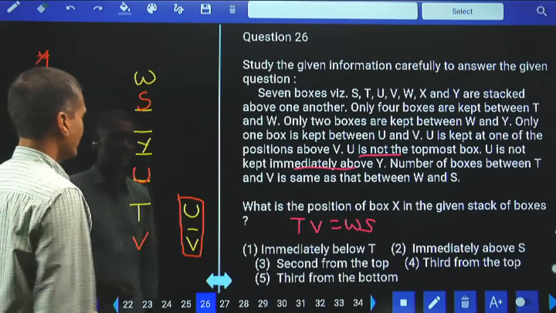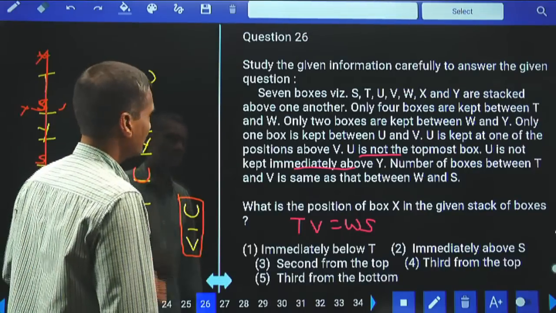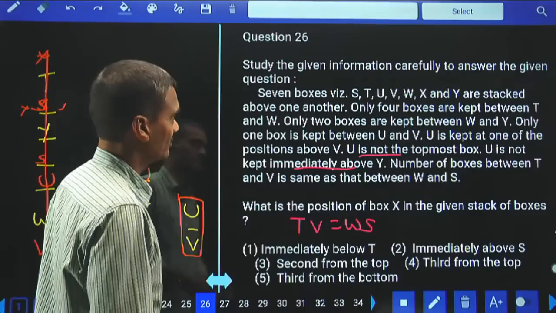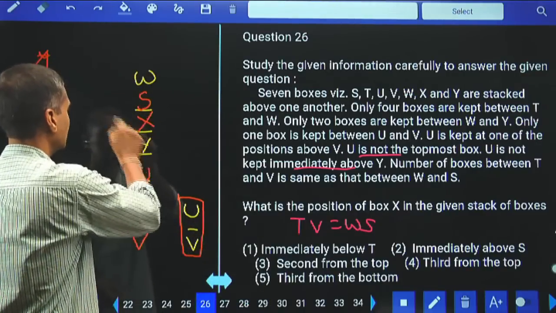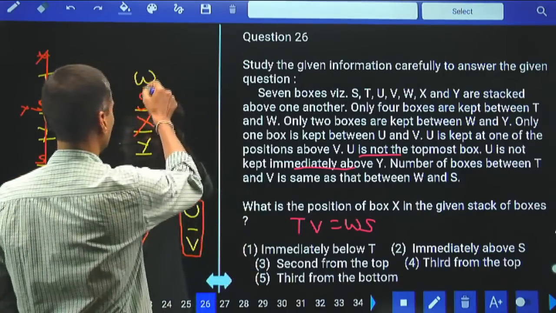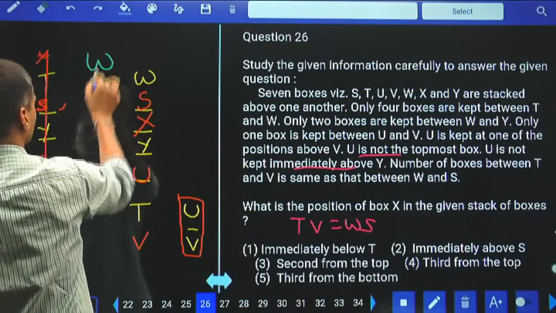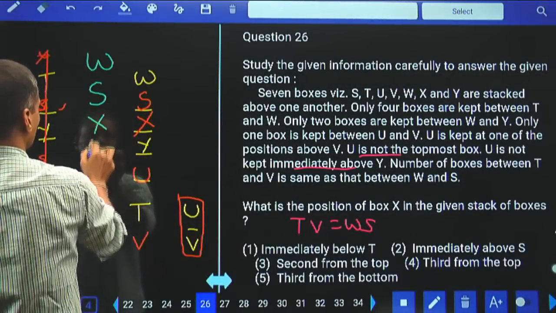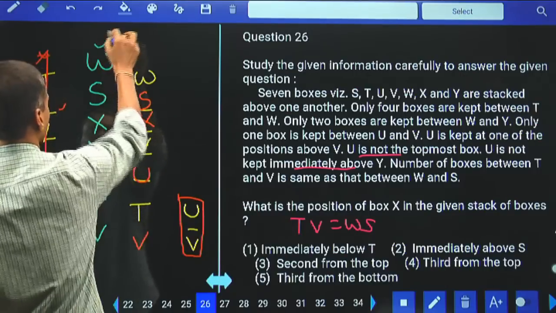S is here. If S is here, then 1, 2, 3, 4, 5, 6. Then tell me what is the only box left over? S, T, U, V, W and X. X is the box left over, X is here. Then what is the final arrangement we have? The final arrangement I am writing here once again, W, S, X, Y, U, T, V. This is the final arrangement.